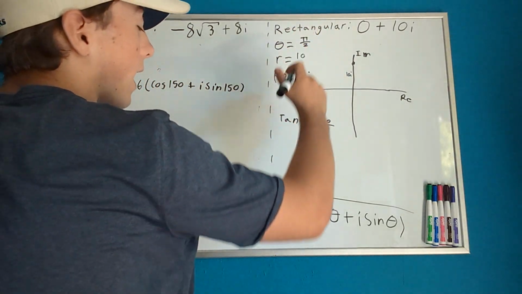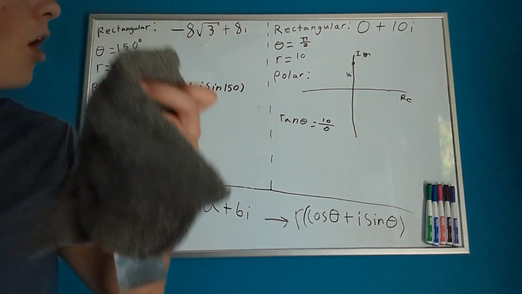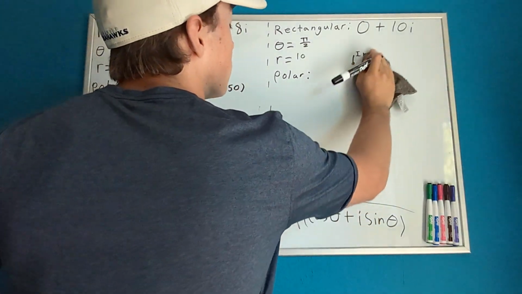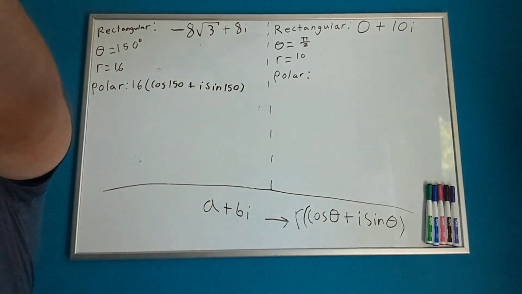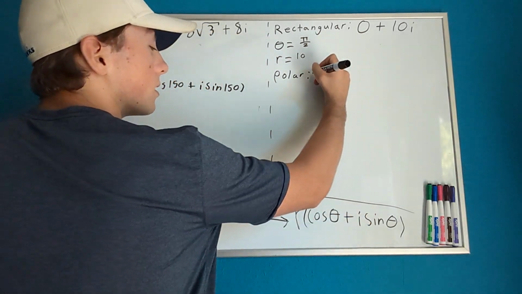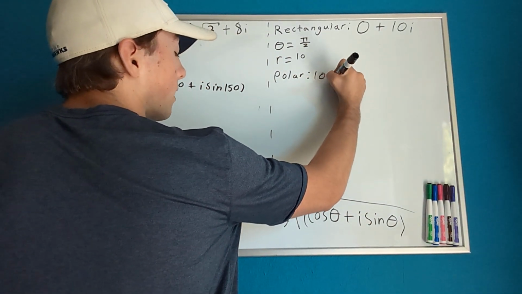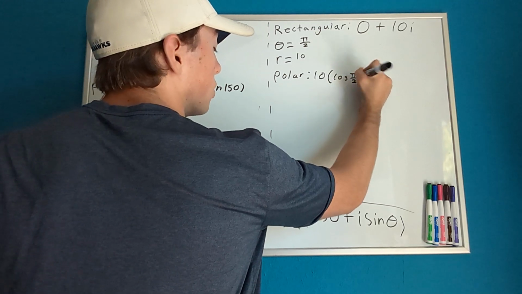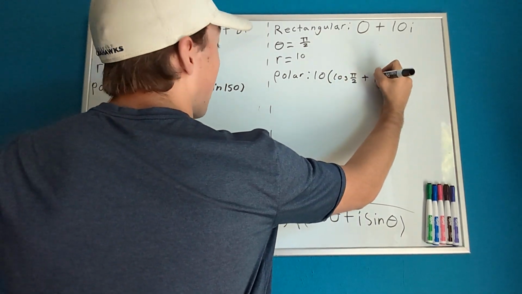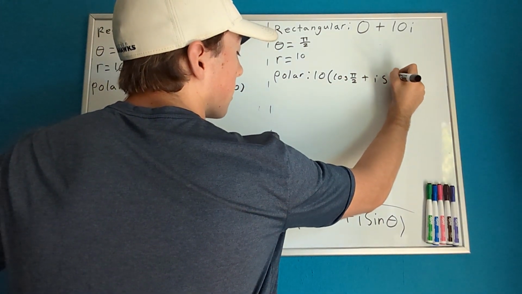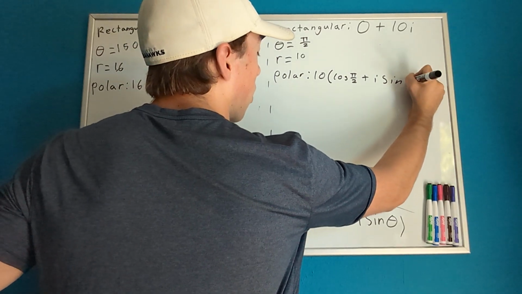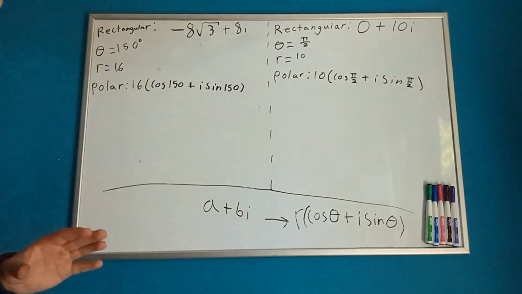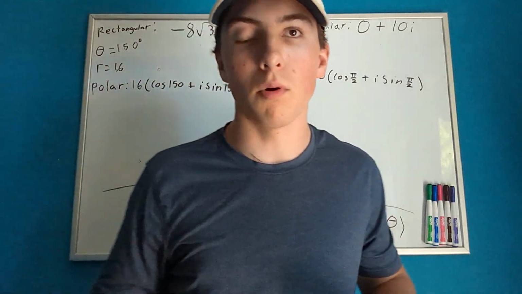So now we have our r value and our theta value. Let's erase this a little bit, and we can substitute 10 in for r: 10 times cosine of pi over 2 plus i sine of pi over 2. And that's how we can convert things from rectangular form to polar form.